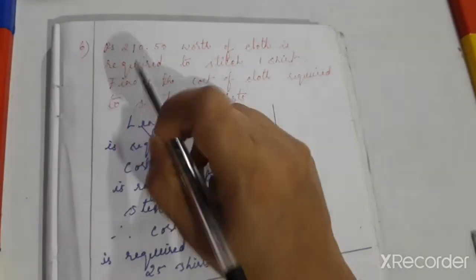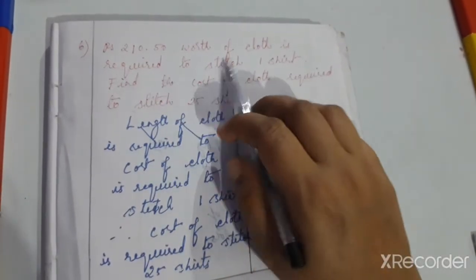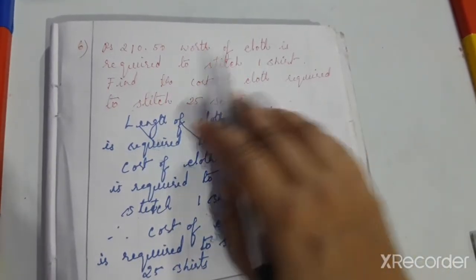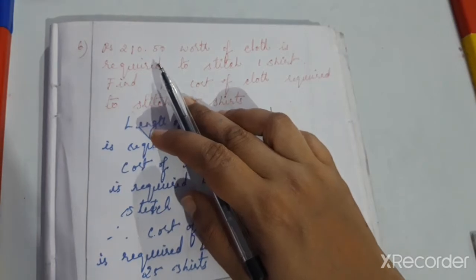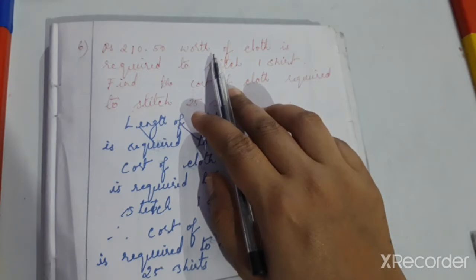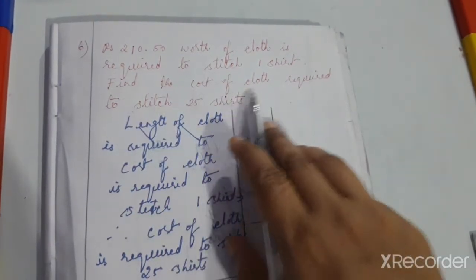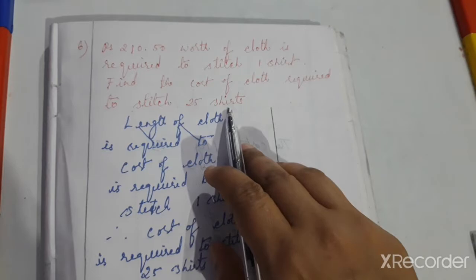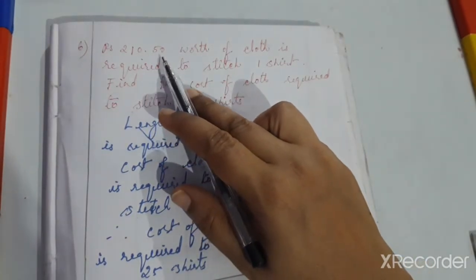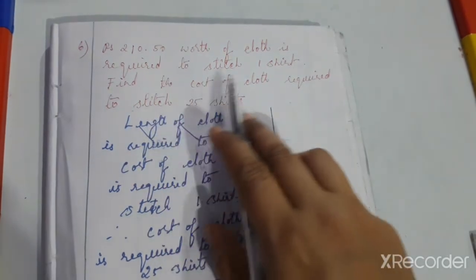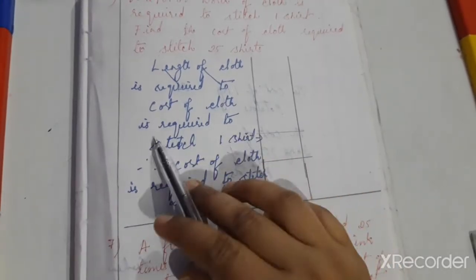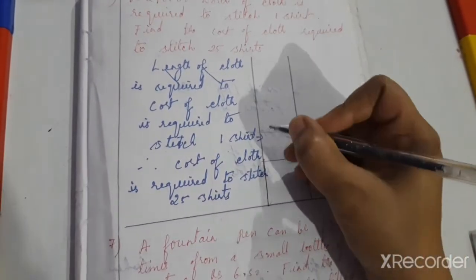Next is: rupees 210.50 paisa worth of cloth is required to stitch one shirt. Find the cost of cloth required to stitch 25 shirts. For stitching one shirt, 210 rupees 50 paisa of cloth is required. To stitch 25 shirts, how much? That we have to find. The cost of cloth required to stitch one shirt is given in the question.